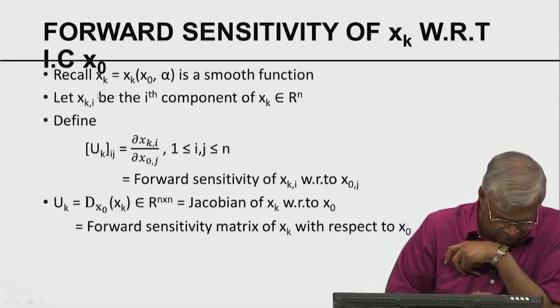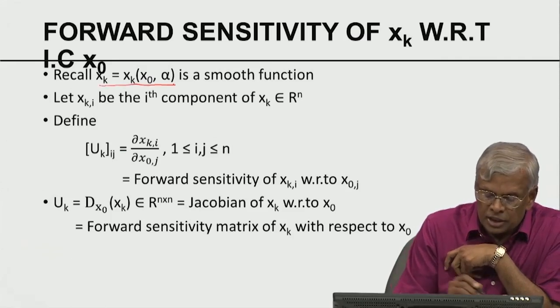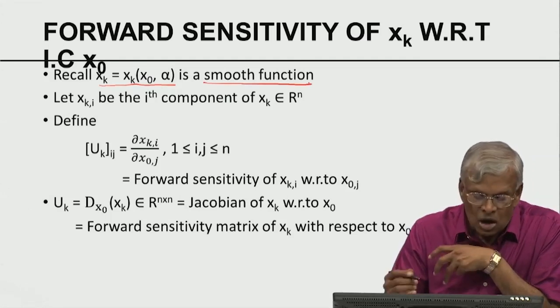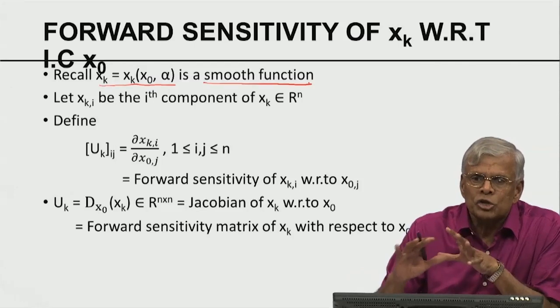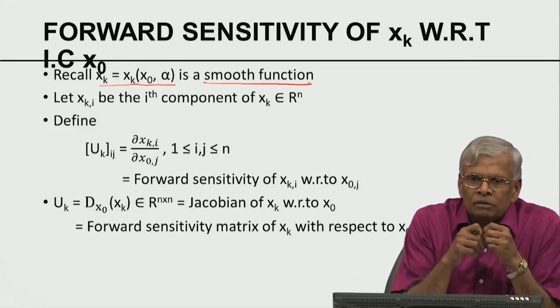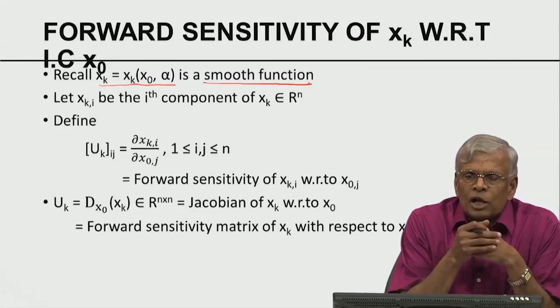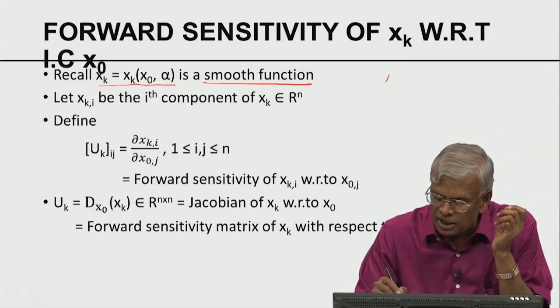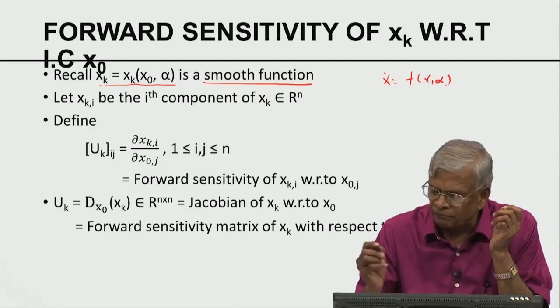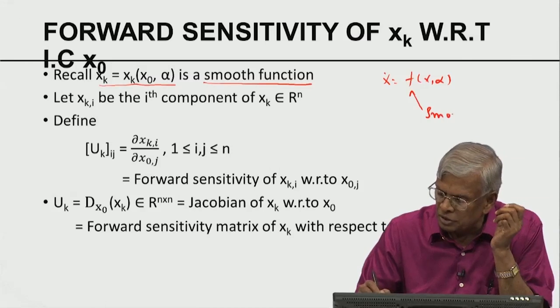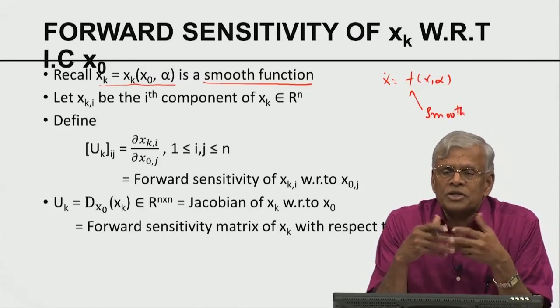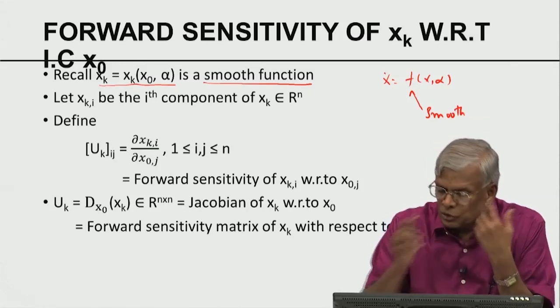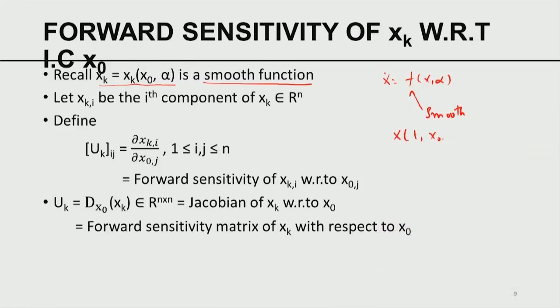So recall xk, which is the solution at time k, is a continuous or a smooth function of x naught and alpha. So xk depends on x naught and alpha smoothly. Smoothly means what? xk is differentiable with respect to x naught and alpha. Those of you who have taken differential equations know that if I have a differential equation x dot is equal to f of x and alpha, if f is smooth in the sense that it is not only continuous but possesses continuous derivatives with respect to x and alpha of several orders, the solution x of t, x naught, alpha is also smooth. You can compute the derivative with respect to t, with respect to x naught, and with respect to alpha.